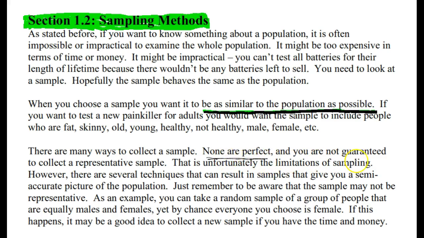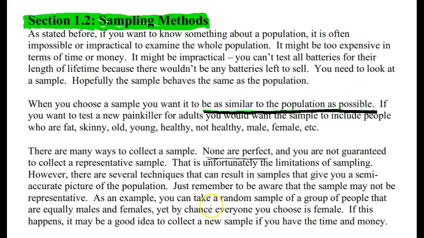So none are perfect, and you're not guaranteed to collect a representative sample. That is unfortunately the limitations of sampling. However, there are several techniques that can result in samples that give you a semi-accurate picture of the population. Just remember to be aware that the sample may not be representative.